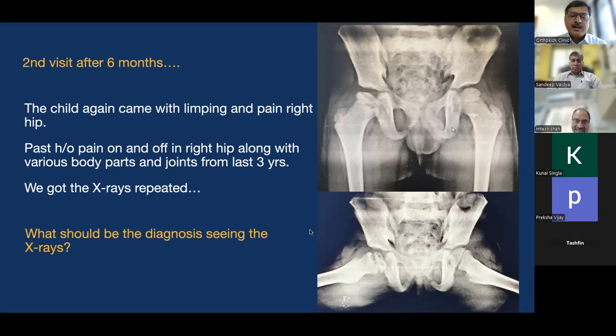So the patient had normal CRP and ESR. There was no morning stiffness. The family said that in the morning he can go to the bathroom too. So that was a dilemma.